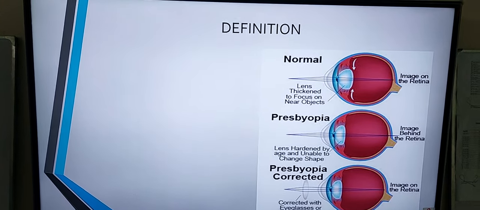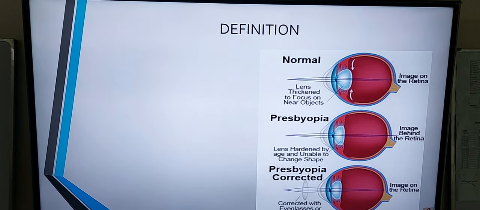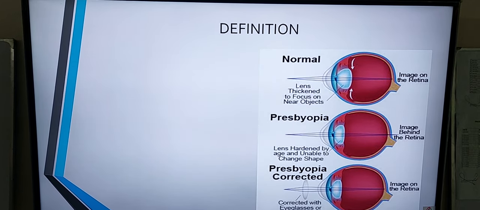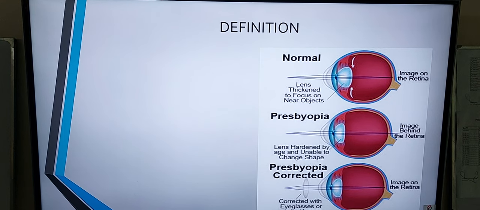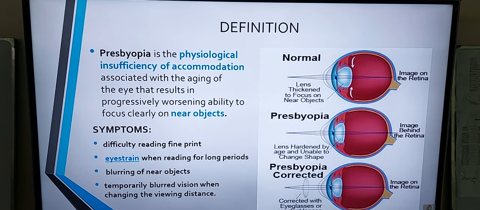Okay, so for starting, if anyone can tell what is presbyopia? Presbyopia is the physiological insufficiency of accommodation associated with the aging of the eye that results in progressively worsening ability to focus clearly on near objects. The thing to notice is that it is not a pathological disease. It is a physiological phenomenon occurring with the aging of the eyeball, and there is insufficiency of the accommodation by which the person cannot focus on the near objects clearly.